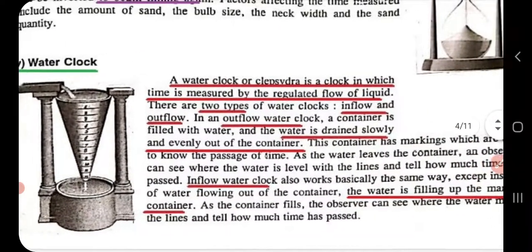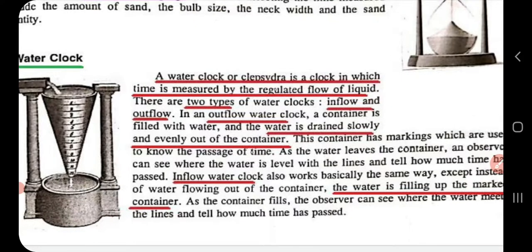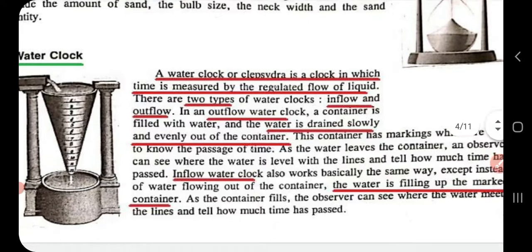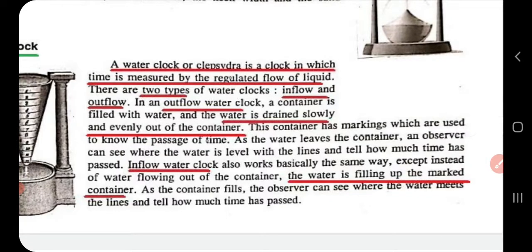Next one is the water clock. A water clock is a clock in which time is measured, as the name indicates, by the regulated flow of water. There are two types. One is inflow and the other is outflow. In the outflow water clock, a container is filled with water and the water is drained slowly. That is, water is taken out slowly and uniformly out of the container. This container has markings which are used to know the passage of time.